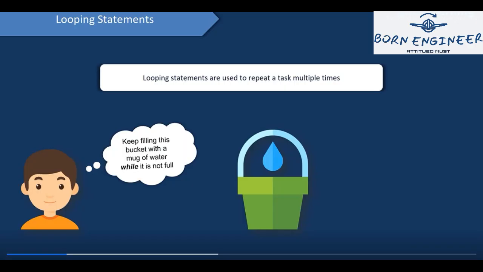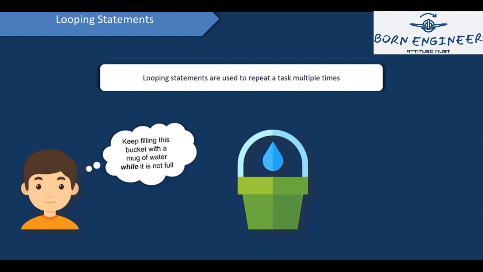This is where looping statements come in. So as the name states, loop is basically you do the same thing again and again. Now let's take this example over here. Now let's say you want to fill in a bucket entirely with water, but to do that you only have a mug. So what you do is you take in a mug of water and you pour it into the bucket, and then again you take in a mug of water and you pour it into the bucket. So you basically repeat this process until the entire bucket is full with water.